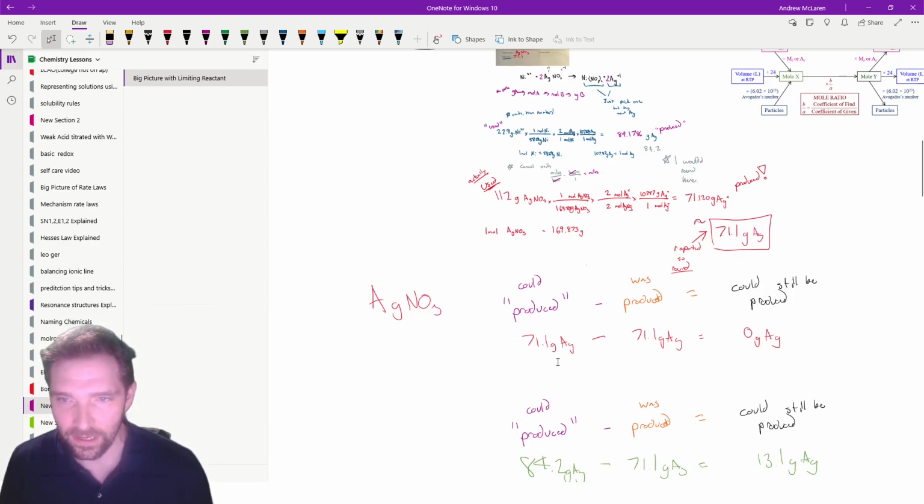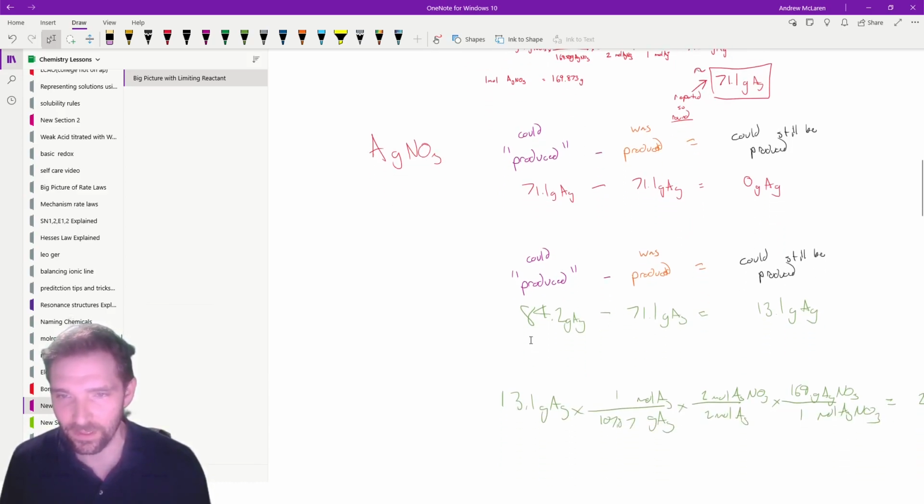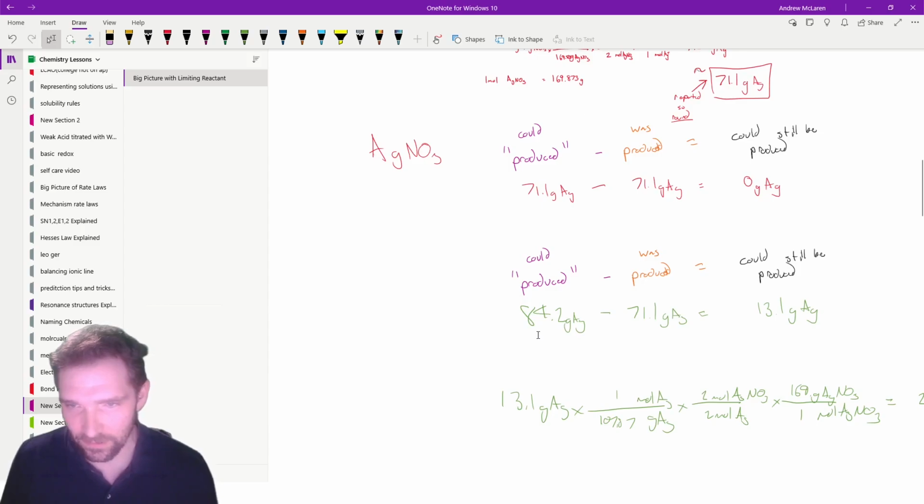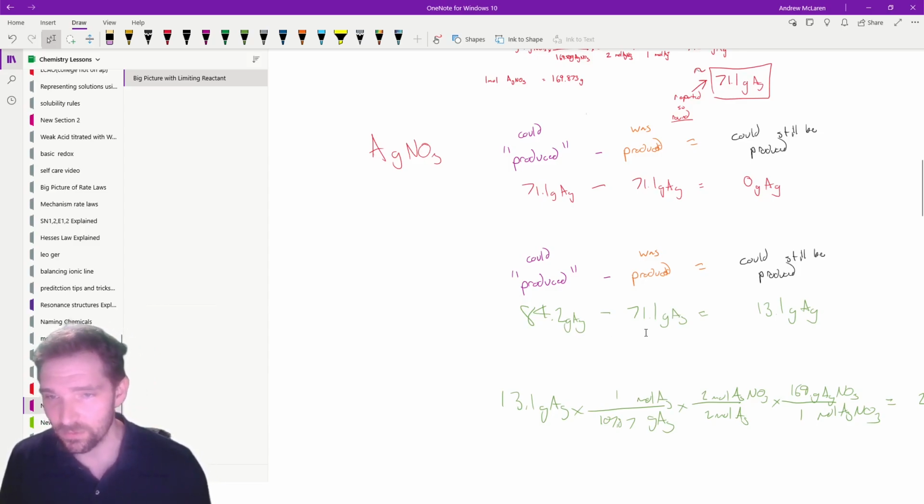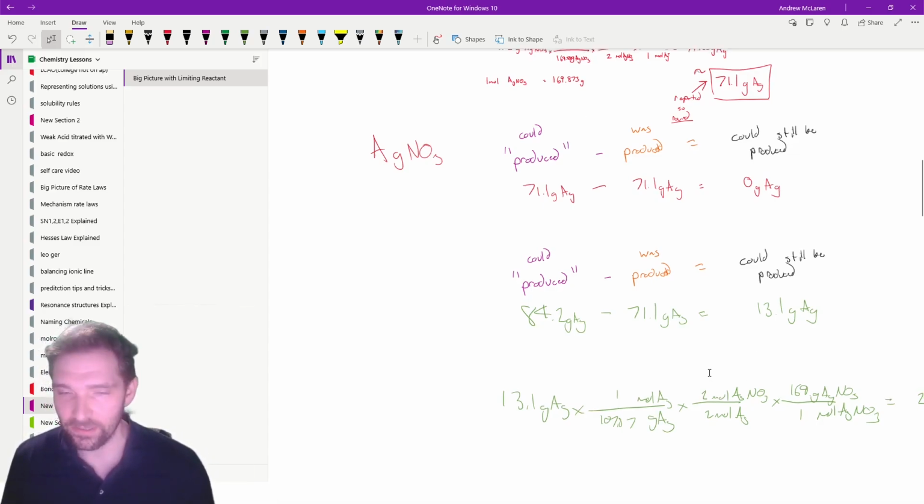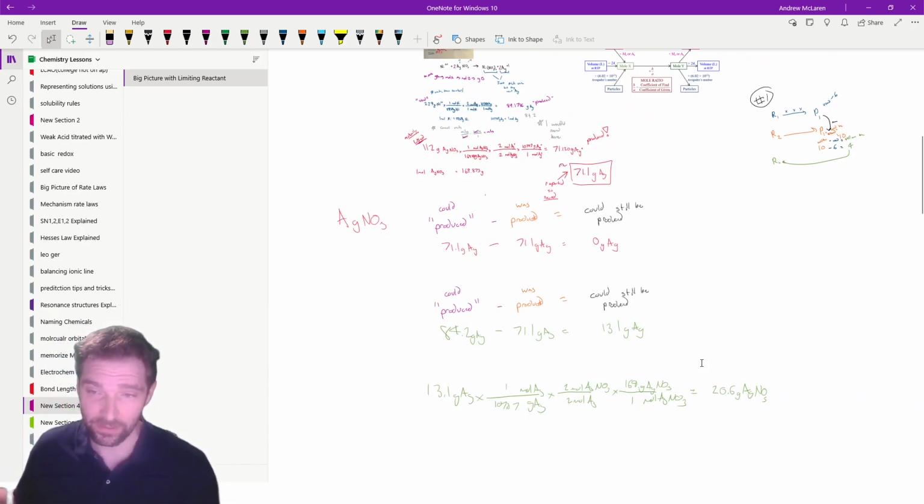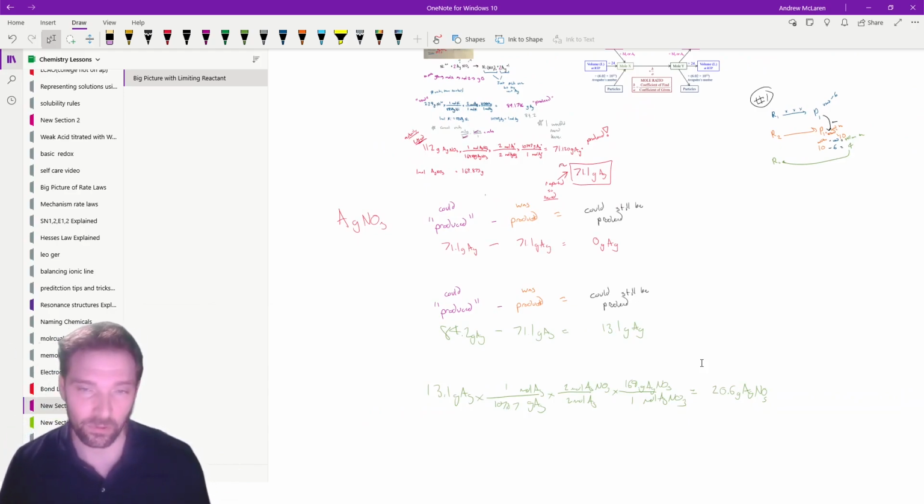So that's obviously using up all of that, so it can't produce any more from the limiting reactant, but the other one has some excess amount that it could still be produced from. So you've got about 84 grams here that could be produced. We got about 71 grams that was produced, so you've got about 13 grams that could still be produced. So then let's imagine that you are producing 13.1 grams. How much of this reactant would correspond to that?